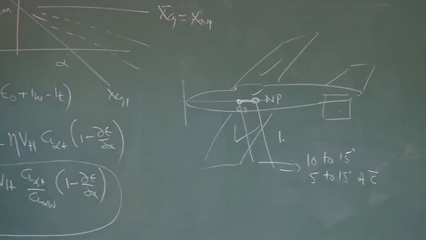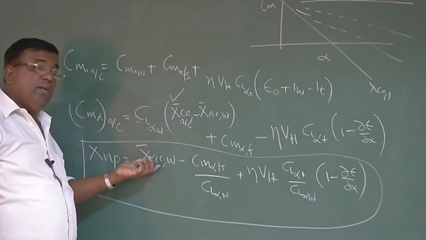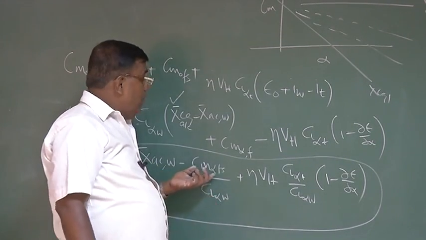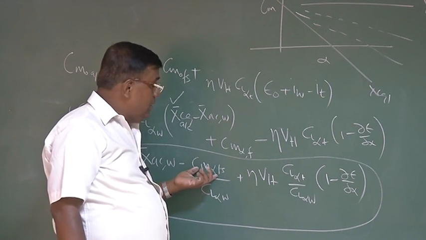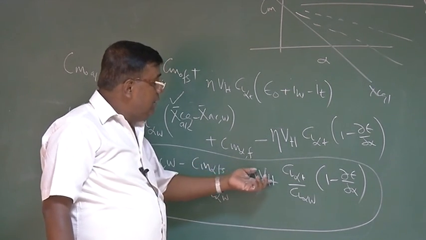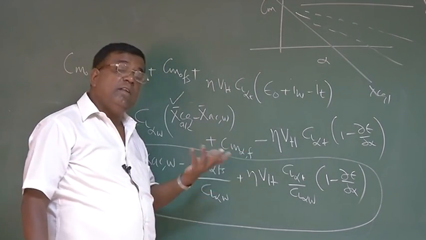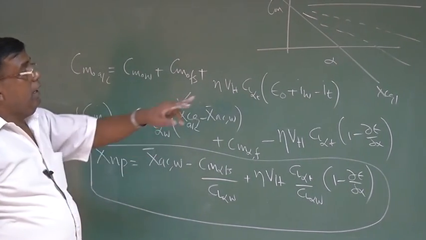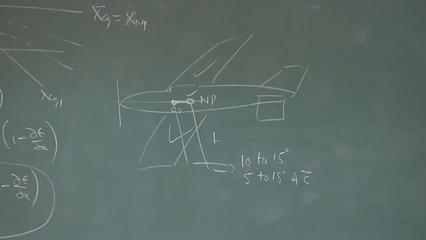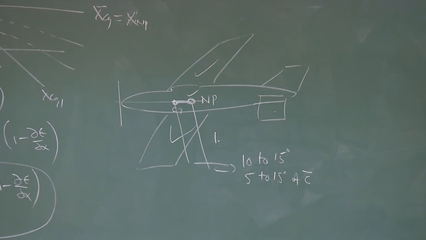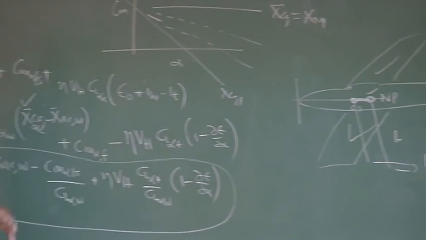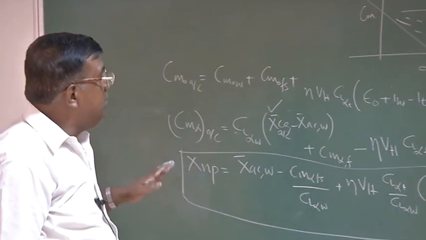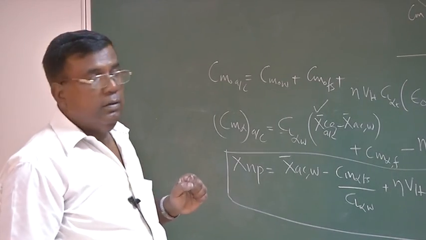And you can calculate neutral point if you know what is the AC of the wing, which you know is at a quarter chord point. You know how to calculate CL alpha of the wing. You also know how to calculate Cm alpha of the fuselage, although I have not covered. And these are numbers. So d epsilon by d alpha also you can calculate. So once I know those things, then I know what is the neutral point, and I will design my aircraft and lay out the components in such a way that CG is ahead of neutral point by 5 to 15% of mean aerodynamic chord. So this is the whole essence of stability and control.